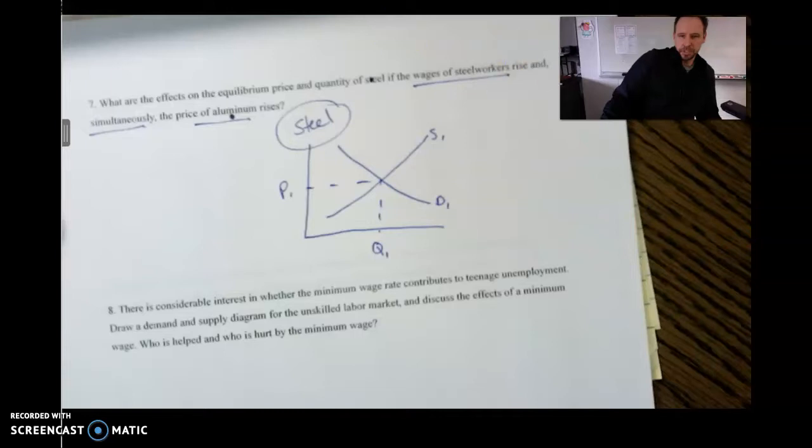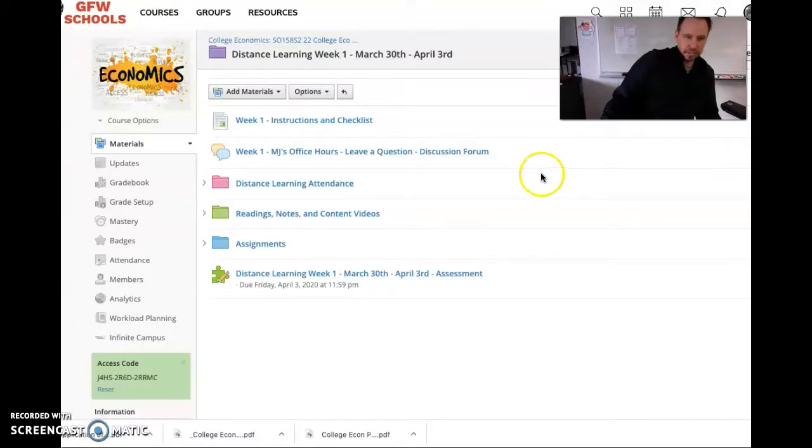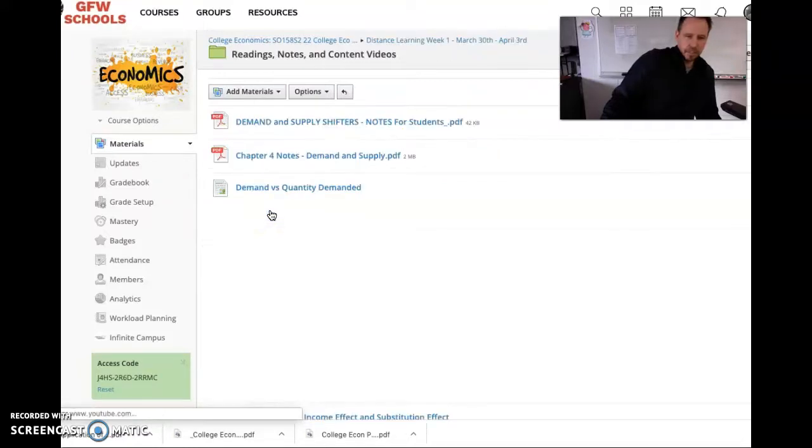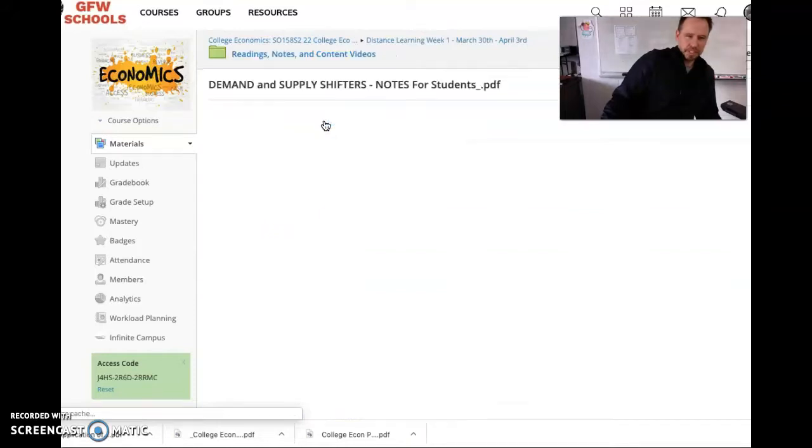So one thing I wanted to show you quickly is, if you look in your readings and notes, I've got this laid out for the demand and supply shifters.